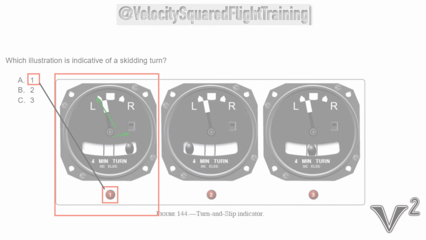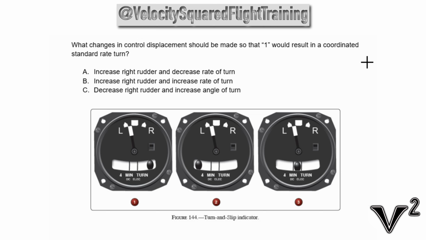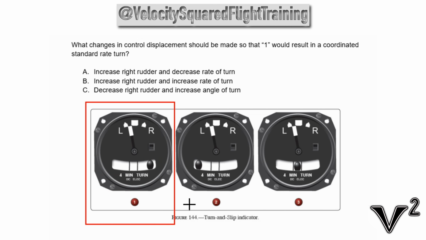And we'll go on to the next one, which is what changes in control displacement should be made so that one results in a coordinated standard rate turn. So again, the first one is, understand what's going on here, and the second one is, what are you going to do about it, right? In this case, we're going to figure out what control displacement should be made. So that one, which again, we're going to use one here, should, let's get rid of these, we don't need those, result in a coordinated standard rate turn, okay? We talked about it before, but we'll do it again.